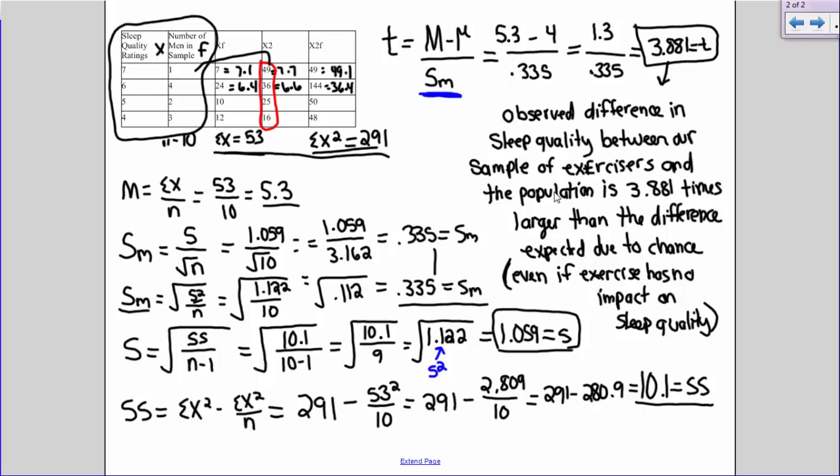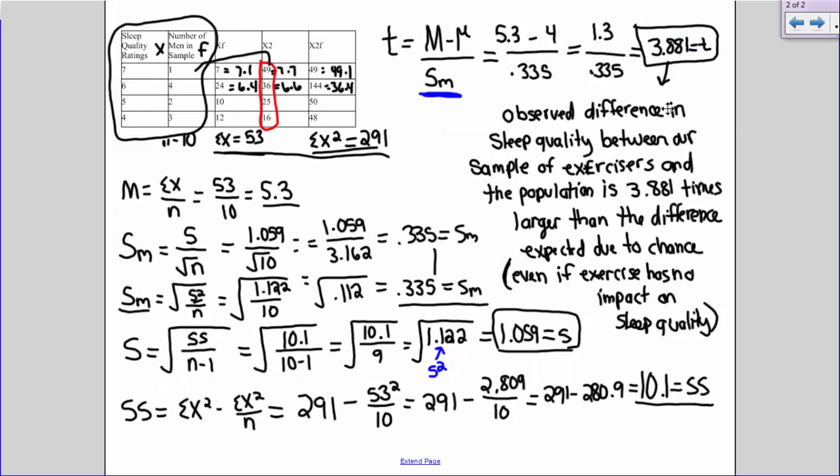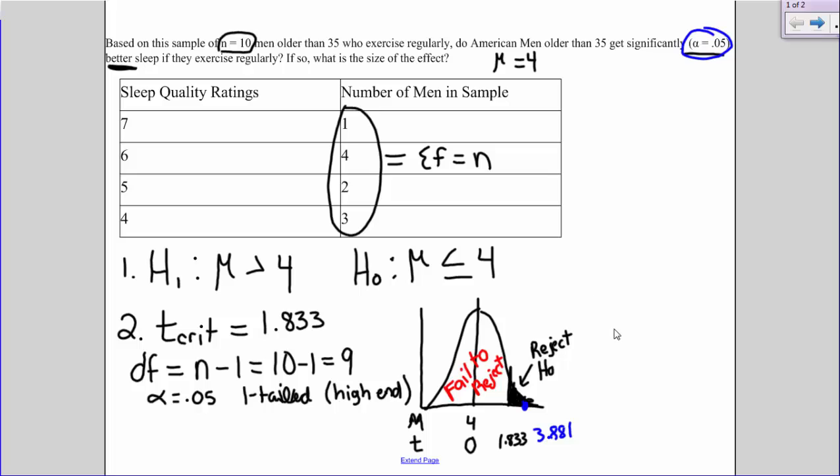So now the question is, when we get back to the hypothesis testing part of this, if my alpha level is 0.05, is there less than a 5% chance that I would get this sample mean of 5.3 from this population just due to chance, even if exercise has no impact on sleep quality? To answer that question, we need to compare this 3.881 that we calculated to our critical value. And that 3.881 exceeds our critical value. So we know that there's less than a 5% chance of getting a sample mean of, what was it, 5.3 from this population if there was no effect between exercising and sleep quality. So for step 4, our decision is to reject the null hypothesis.